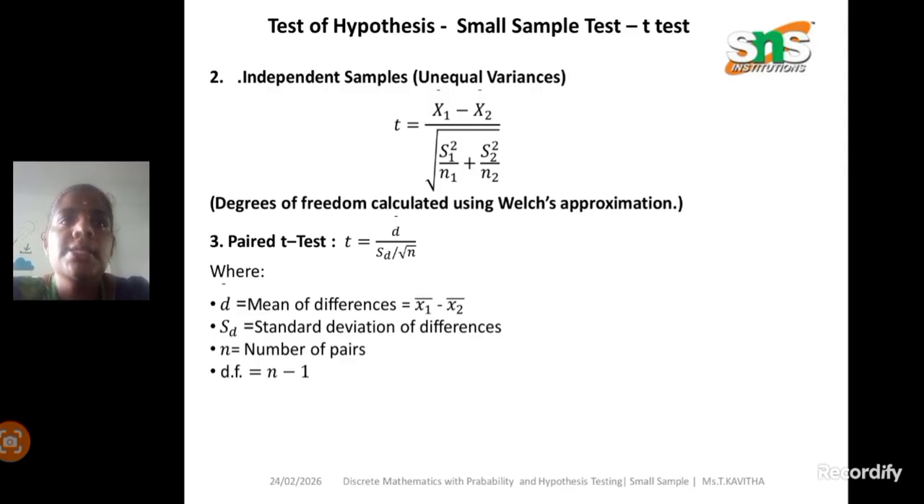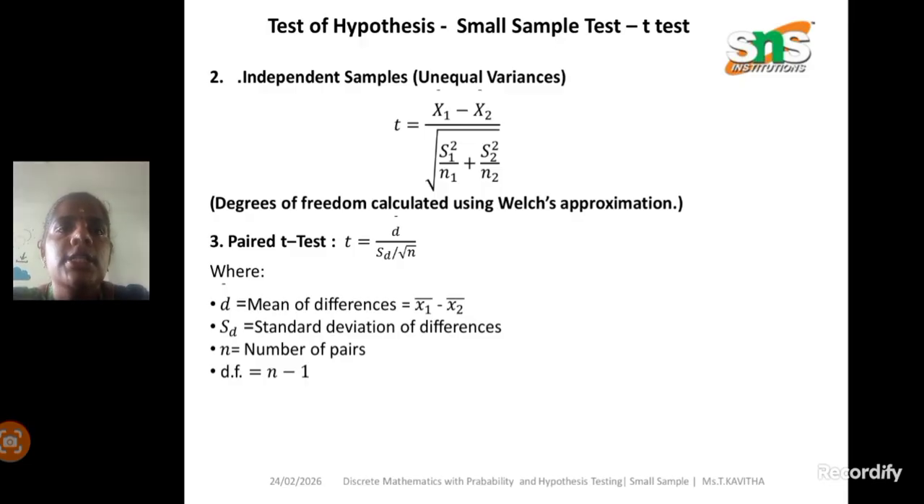For independent samples, t is equal to x1 bar minus x2 bar divided by the square root of s1 square by n1 plus s2 square by n2. This is otherwise called the Welch approximation. Sometimes in our problem they will ask to find a Welch approximation value. In those cases we can use this formula to calculate that value.